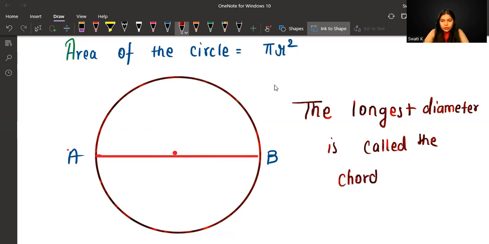Is called the chord of a circle. And now from this, one very interesting statement I can give, that all the diameters are called chords, but all the chords are not called diameters. Why? Because if I draw a chord over here, that is not the diameter, but that is the chord. But if I draw any diameter, this diameter, or any other diameter, that is going to be a chord of the circle. So all the diameters are chords, but not vice versa, not the other way around. Okay, remember this as well.